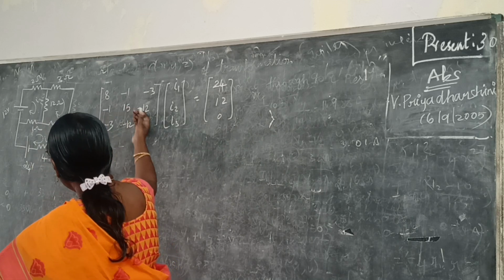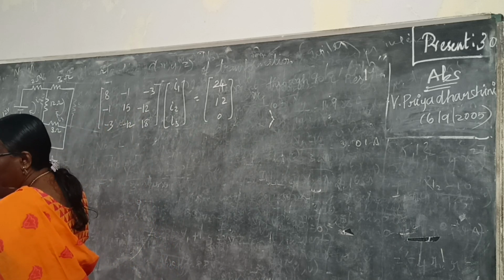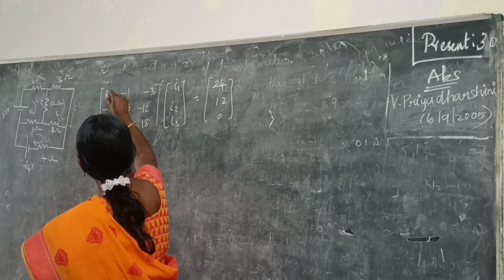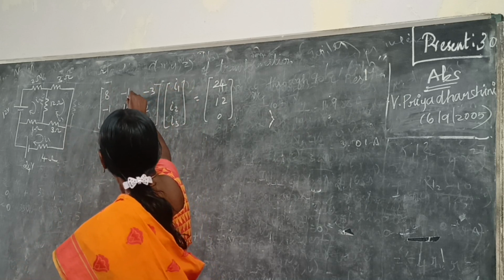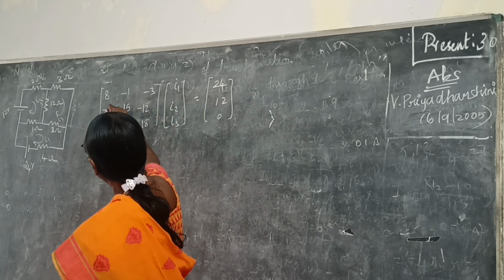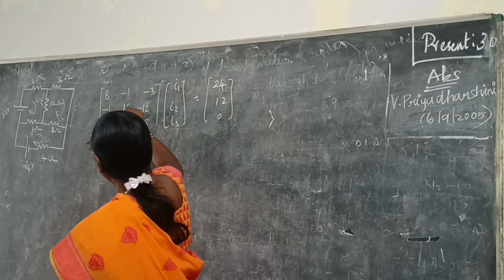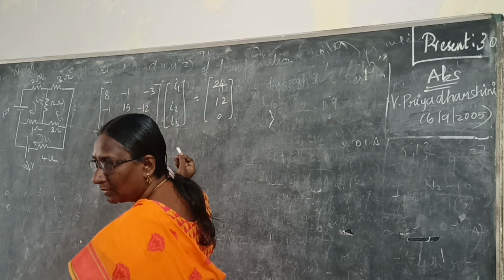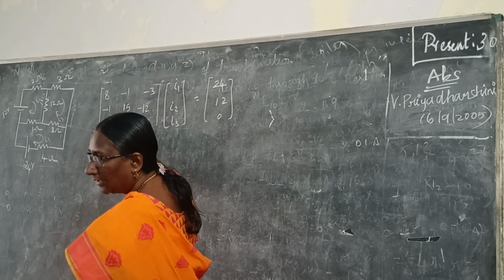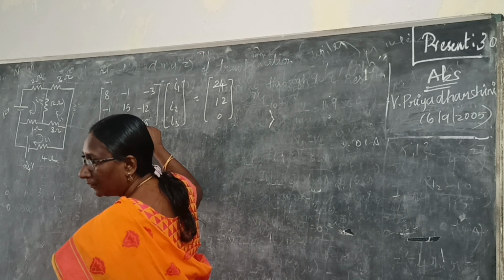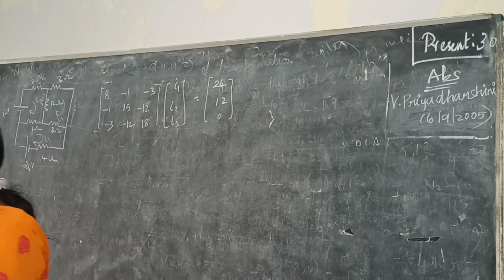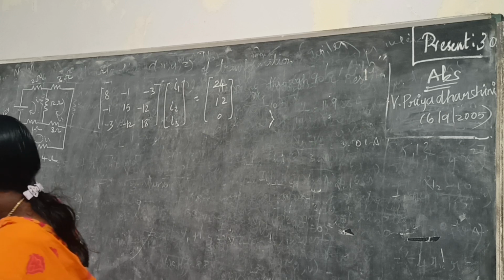Okay, ma'am? The equation is very, very important. First you are going to write the equation, then only you are going to write the matrix. How will you write the equation? 8I1 minus I2 minus 3I3 is equal to 24. Then minus I1 plus 15I2 minus 12I3 is equal to 12. Then minus 3I1 minus 12I2 plus 18I3 is equal to 0. Then find I1, I2, I3. Then find the current through each element.